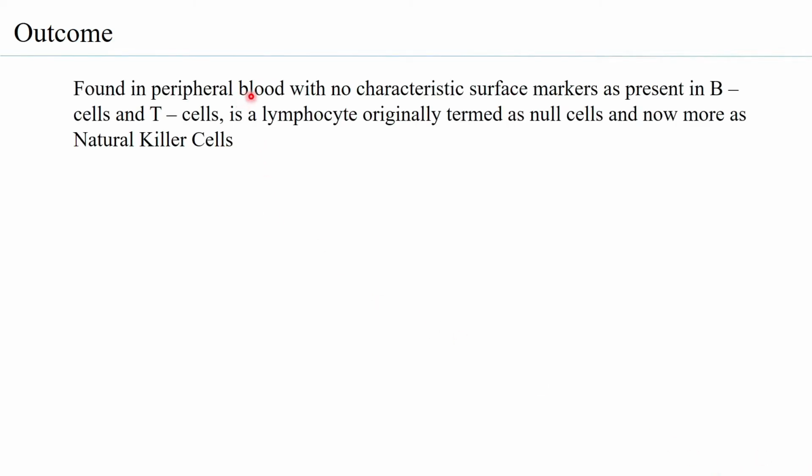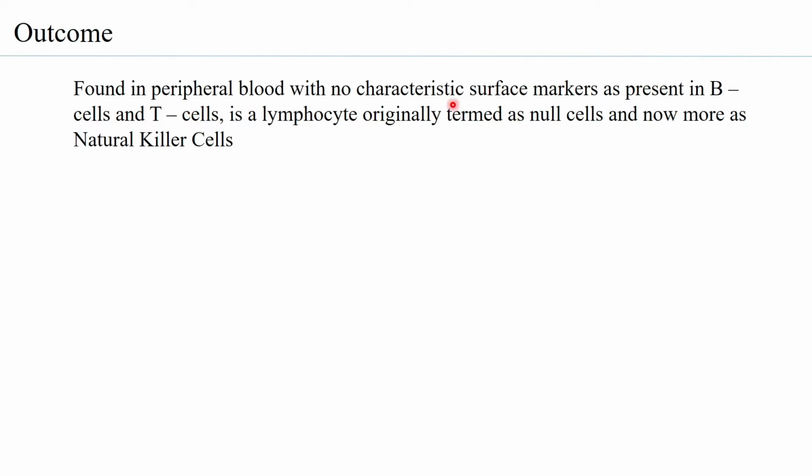So let us look at the learning outcomes of this session. Found in peripheral blood with no characteristic surface markers, as is observed in B cells and T cells. So you know that B cells have a characteristic B cell receptor and would also have the B7, etc., while T cells could have CD4 or CD8 plus. So there are very characteristic surface markers present on them.